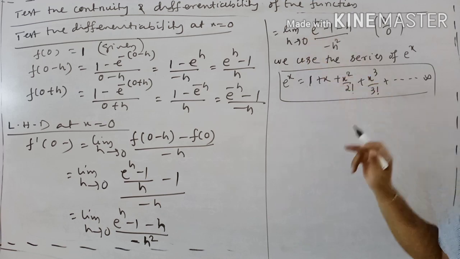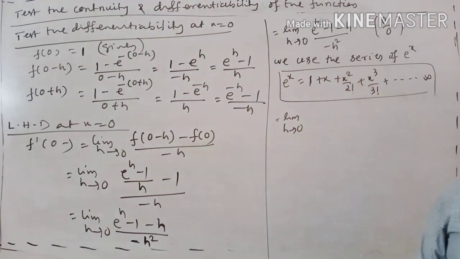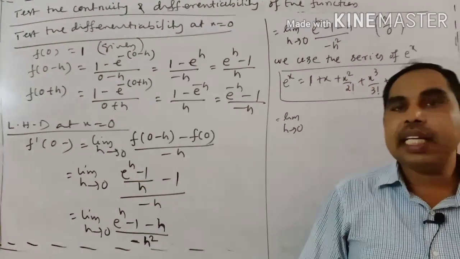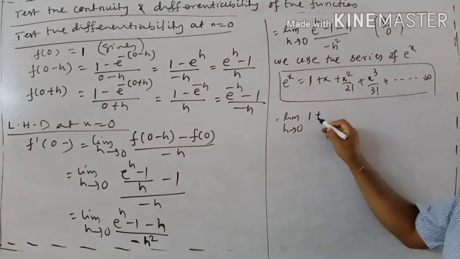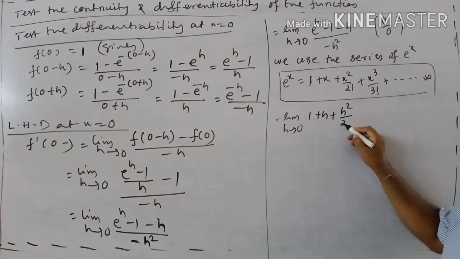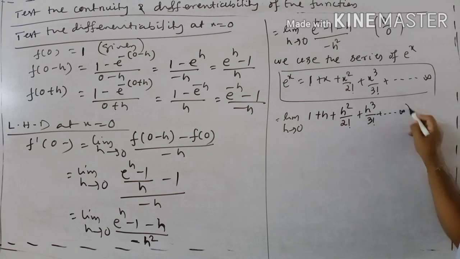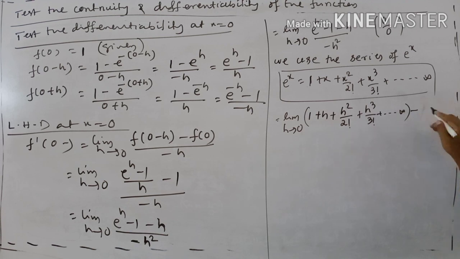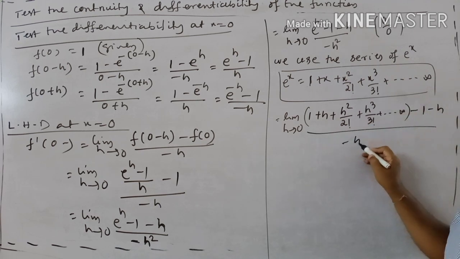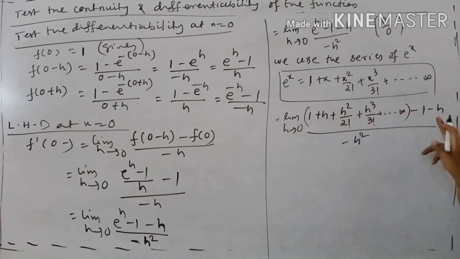So put here e to power h. So this is limit h tends to 0. What is e to power h? In place of x, put h. So 1 plus h plus h square by 2 factorial plus h cube by 3 factorial up to infinity minus 1 minus h, divided by minus h square. So 1 cancels, h cancels, so cancel the common term.